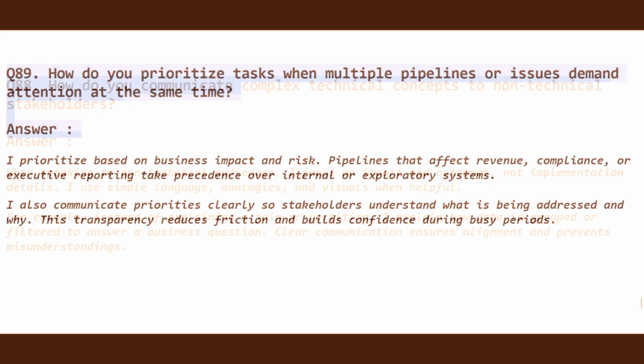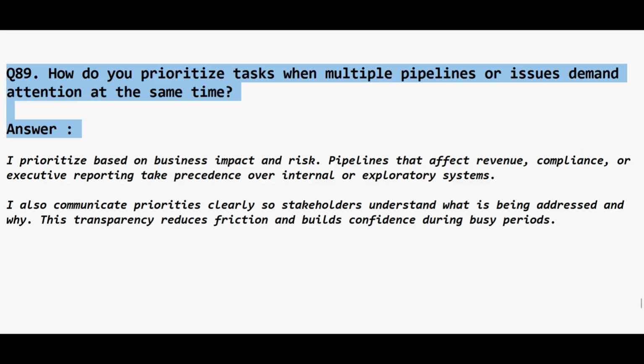Question 89. How do you prioritize tasks when multiple pipelines or issues demand attention at the same time? Answer. I prioritize based on business impact and risk. Pipelines that affect revenue, compliance, or executive reporting take precedence over internal or exploratory systems. I also communicate priorities clearly so stakeholders understand what is being addressed and why. This transparency reduces friction and builds confidence during busy periods.